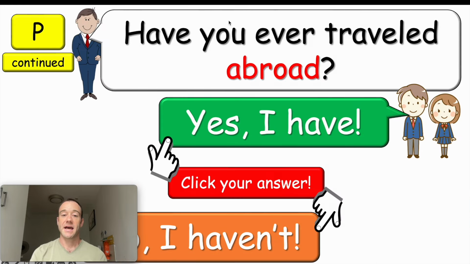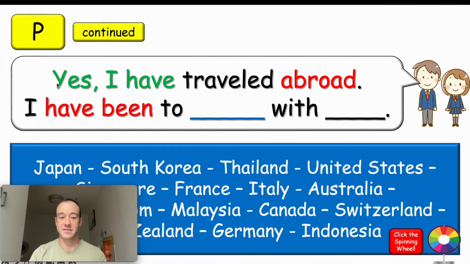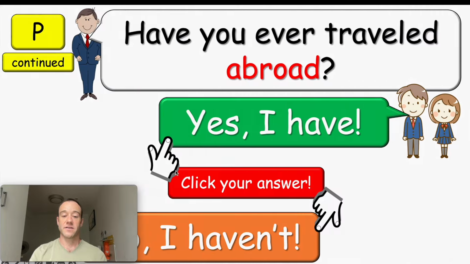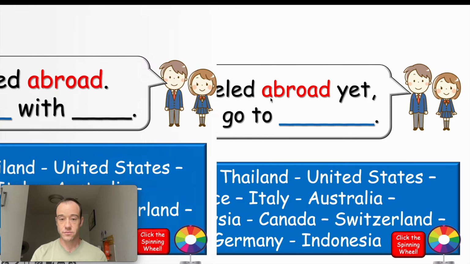And then, have you ever traveled abroad? And they can either say yes I have or no I haven't. If they say yes I have, they'll be taken to the slide that has a yes I have answer. If they say no I haven't, they'll be taken to one that says no I haven't traveled abroad yet, but I would like to go to.